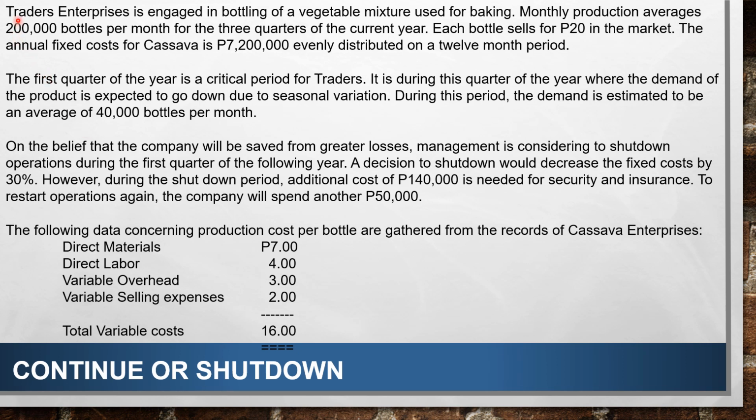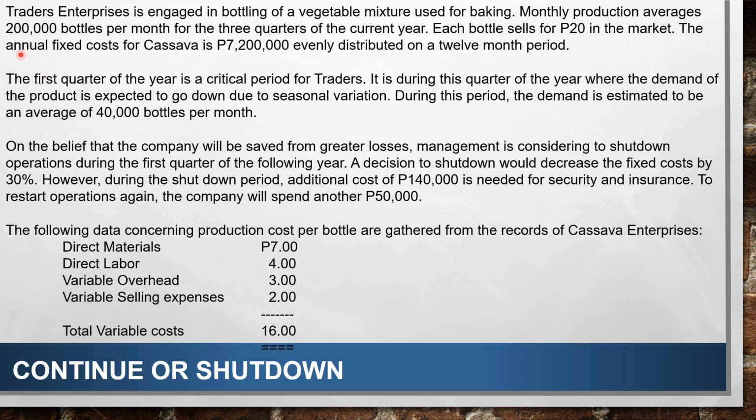So we have Traders Enterprises, which is engaged in bottling of a vegetable mixture used for baking. Monthly production averages 200,000 bottles per month for the 3 quarters of the current year. Each bottle sells for 20 pesos in the market. The annual fixed cost for Traders is 7,200,000, which is evenly distributed over a 12-month period.